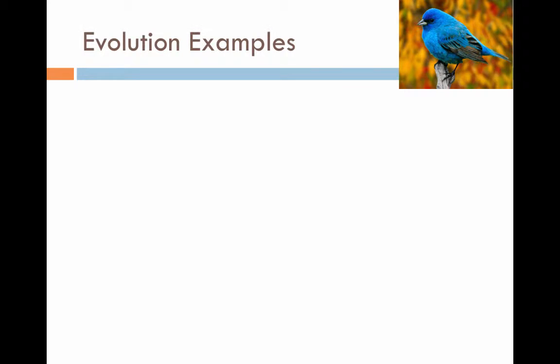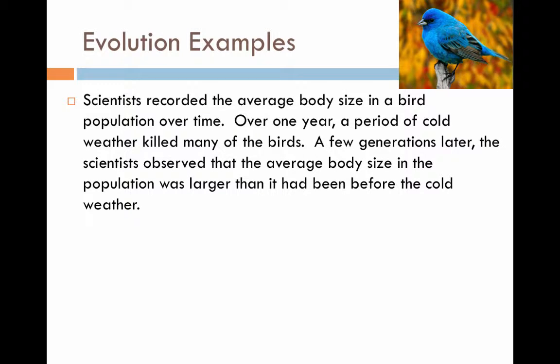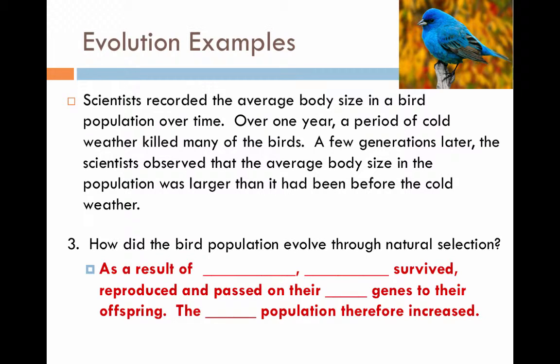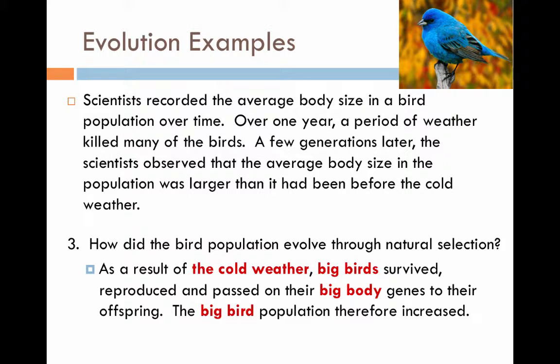Here's another example. Scientists recorded the average body size in a bird population over time. Over 1 year, a period of cold weather killed many of the birds. A few generations later, the scientists observed that the average body size in the population was larger than it had been before the cold weather. How did the bird population evolve through natural selection? Let's use our trick. As a result of the cold weather, the big birds survived, reproduced, and passed on their big body genes to their offspring. The big bird population therefore increased.